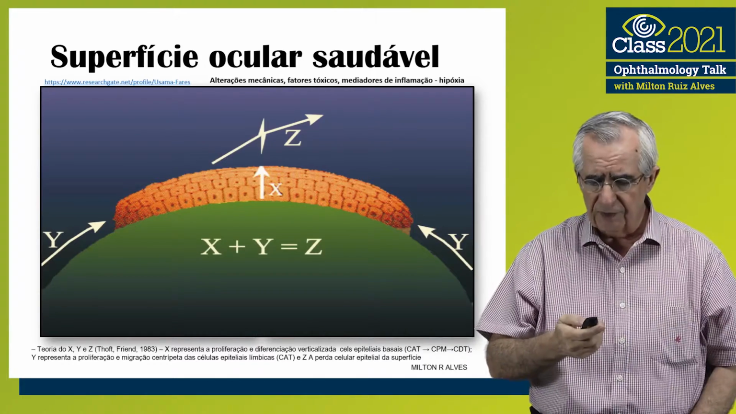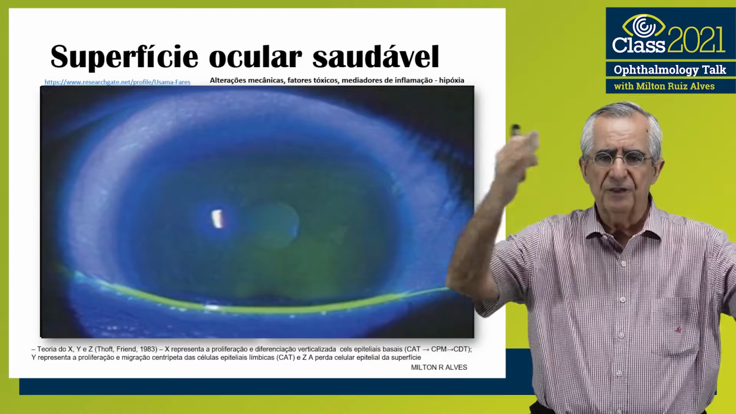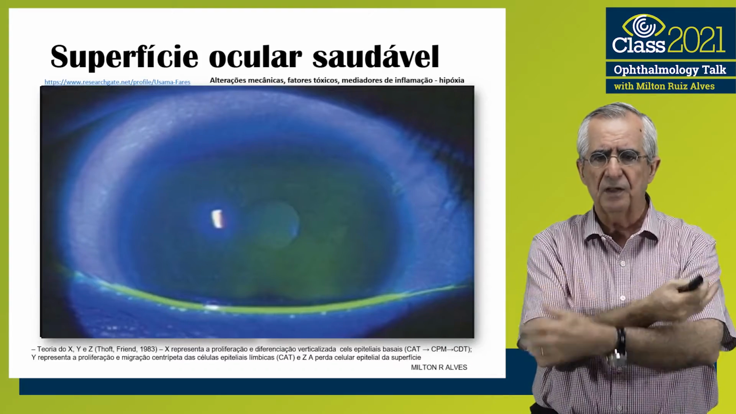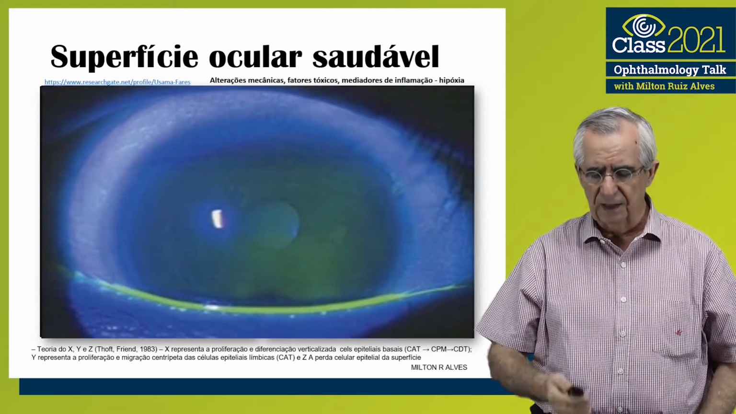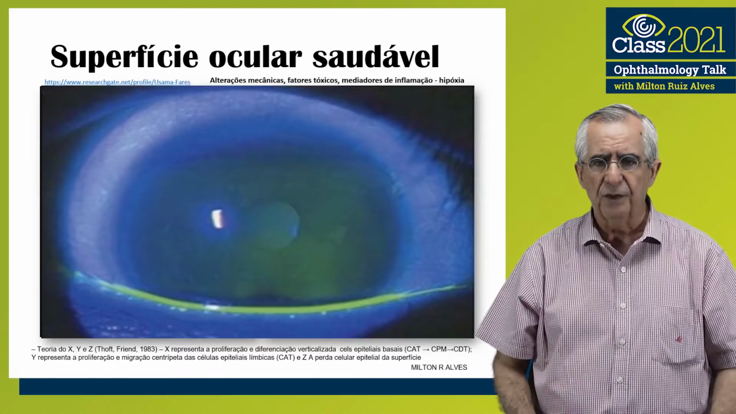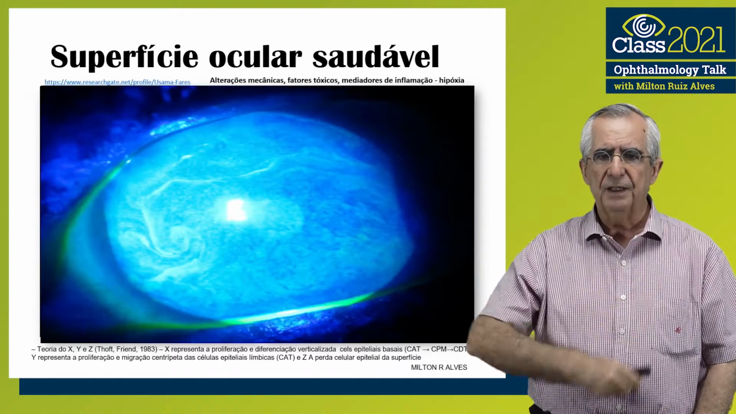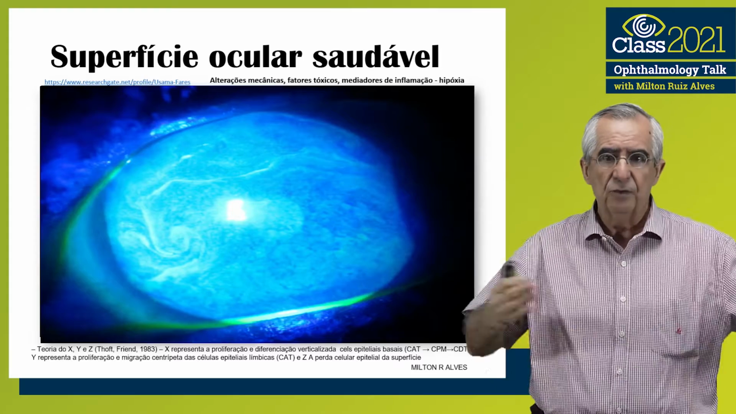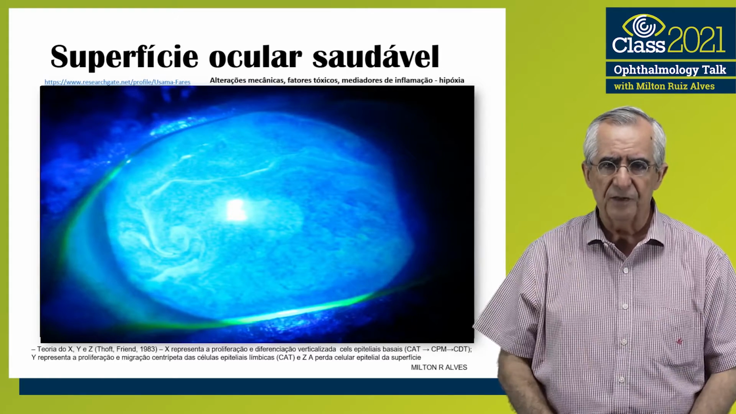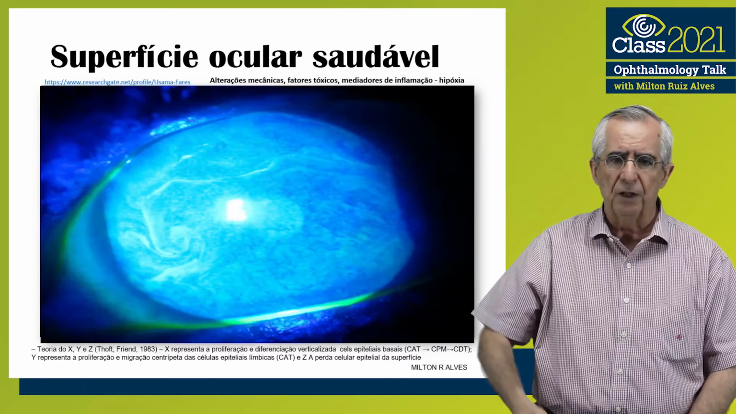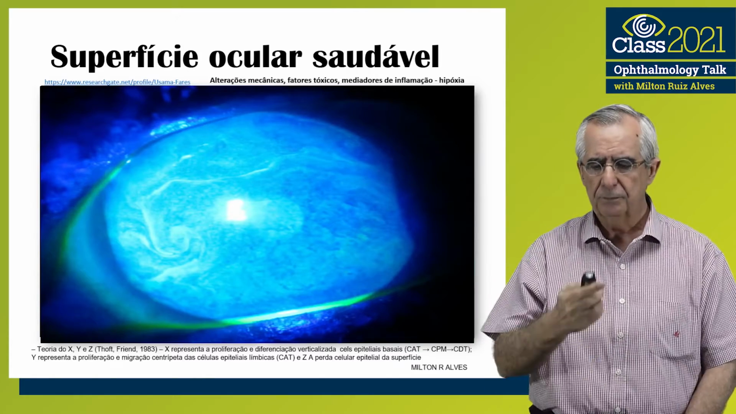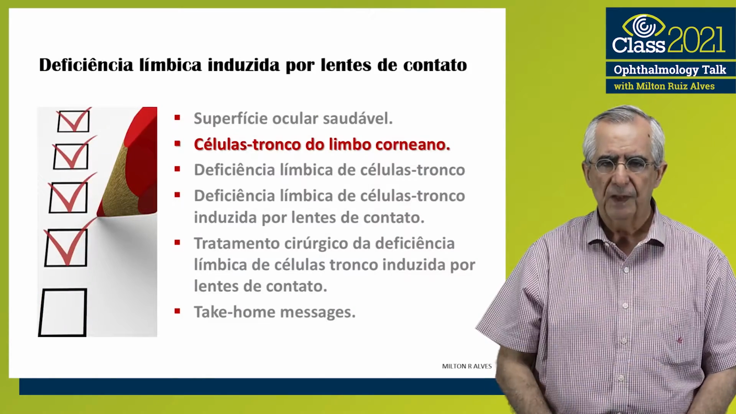So X plus Y has to be equal to Z to have a healthy ocular surface, which is demonstrated with the instillation of fluorescein eye drops. And here we have an unhealthy ocular surface shown with fluorescein. So we're seeing a surface with major superficial keratopathy.